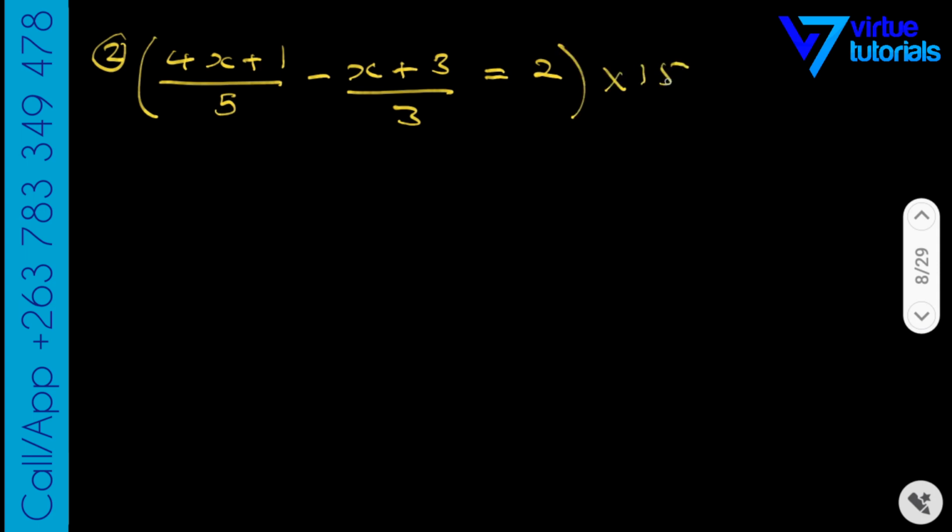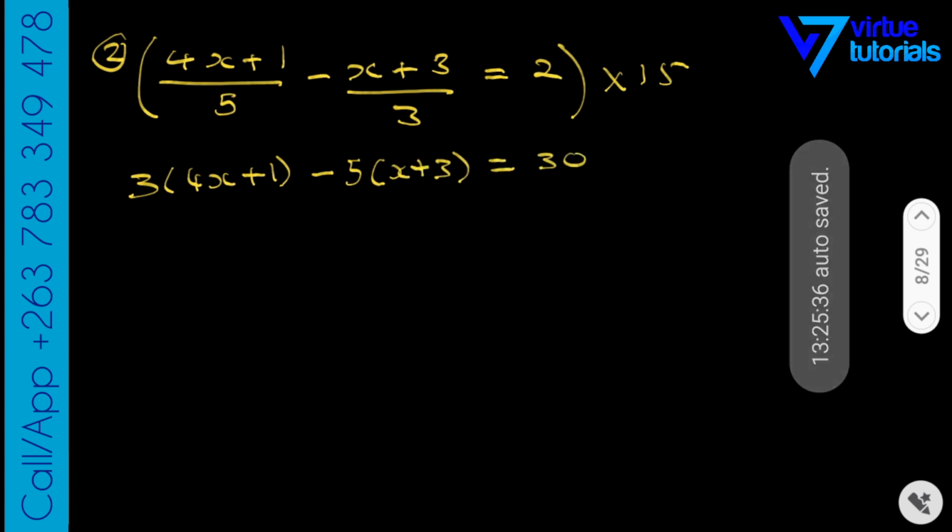So 5 into 15 will give you 3. Then 3 must multiply that entire numerator. So 3 times (4x plus 1). Then minus 3 into 15, that's 5. 5 must multiply this whole thing. So 5 times (x plus 3). And then 2 times 15 gives you a 30.